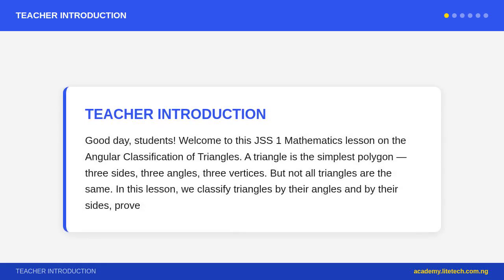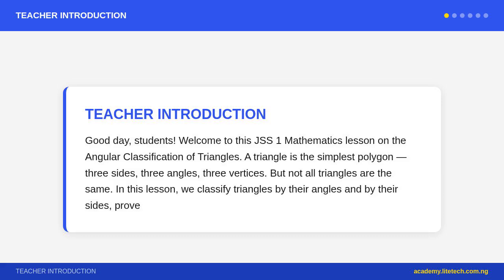A triangle is the simplest polygon: 3 sides, 3 angles, 3 vertices. But not all triangles are the same. In this lesson, we classify triangles by their angles and by their sides, prove key theorems about triangle angles, and apply these to solve problems.